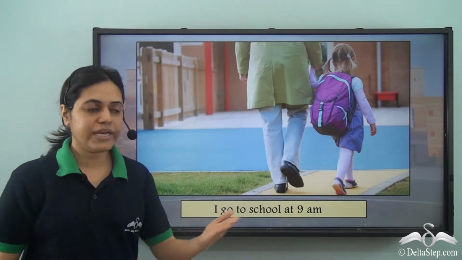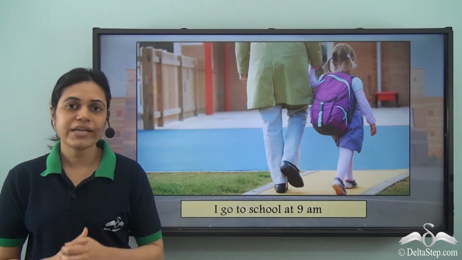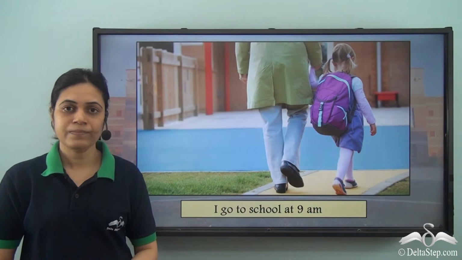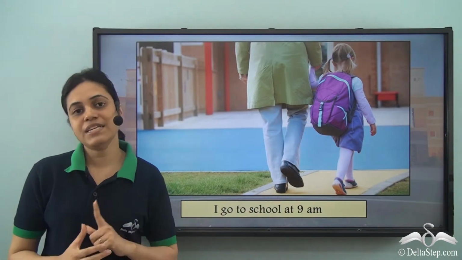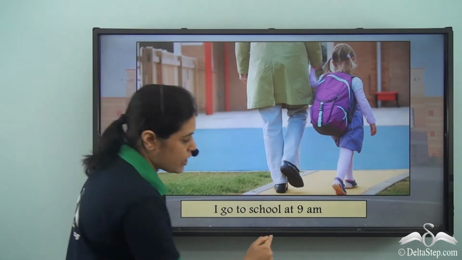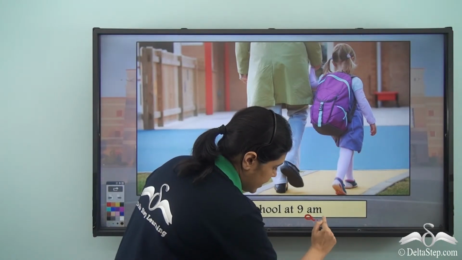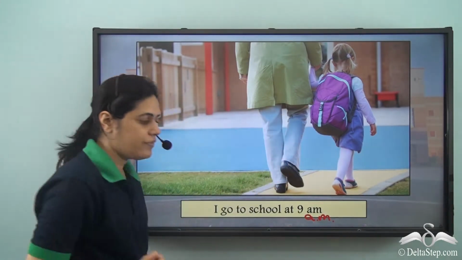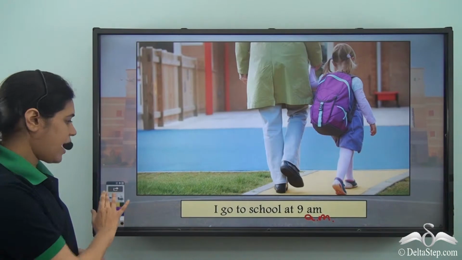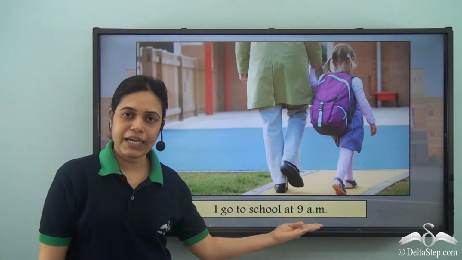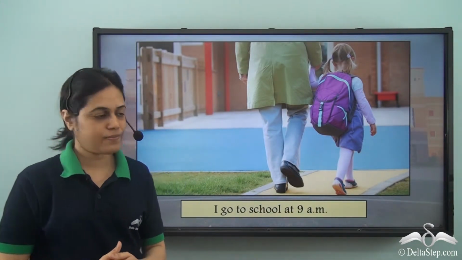I go to school at 9 a.m. How to write this sentence correctly? So AM is an abbreviation. So I should write it as A dot M dot. I go to school at 9 A dot M dot.